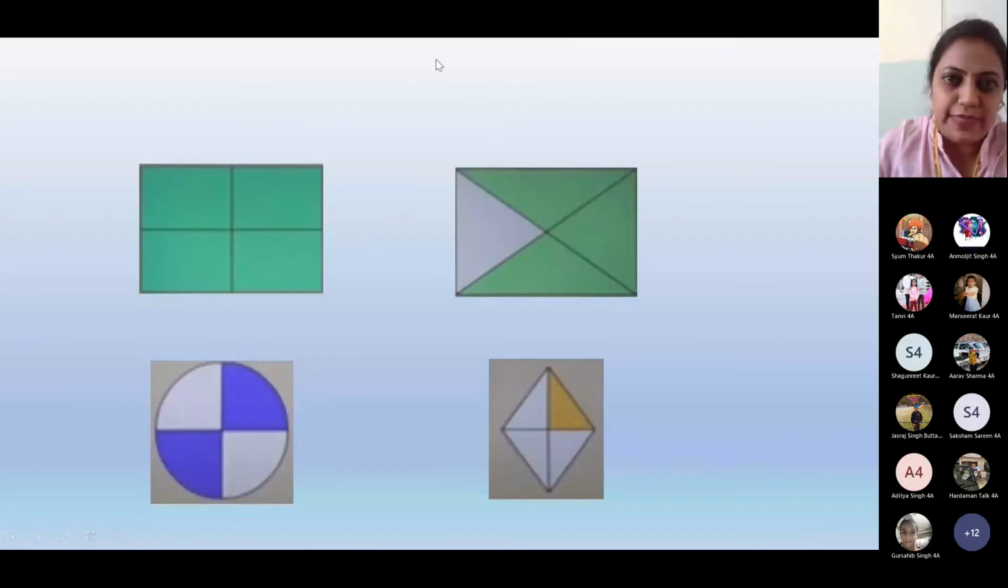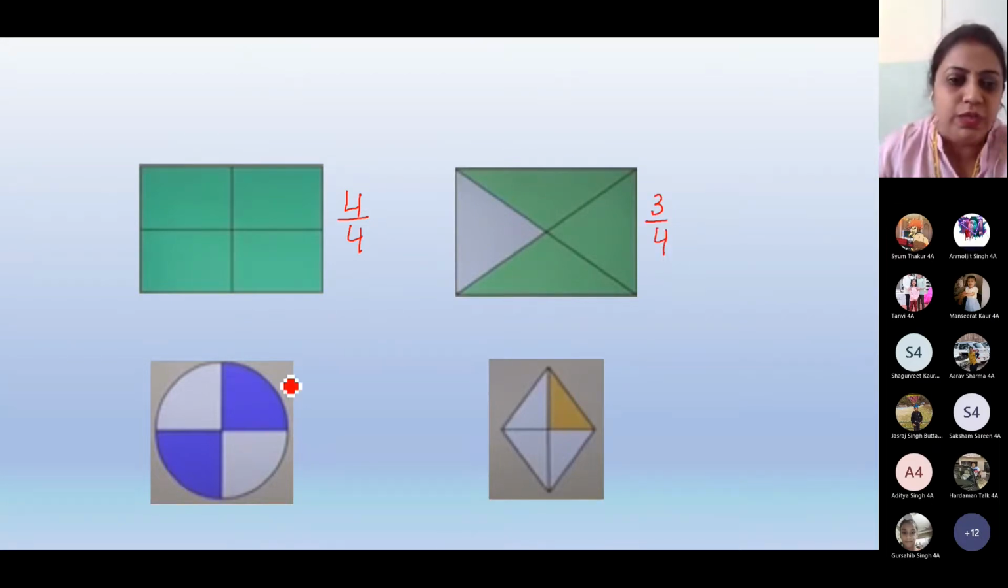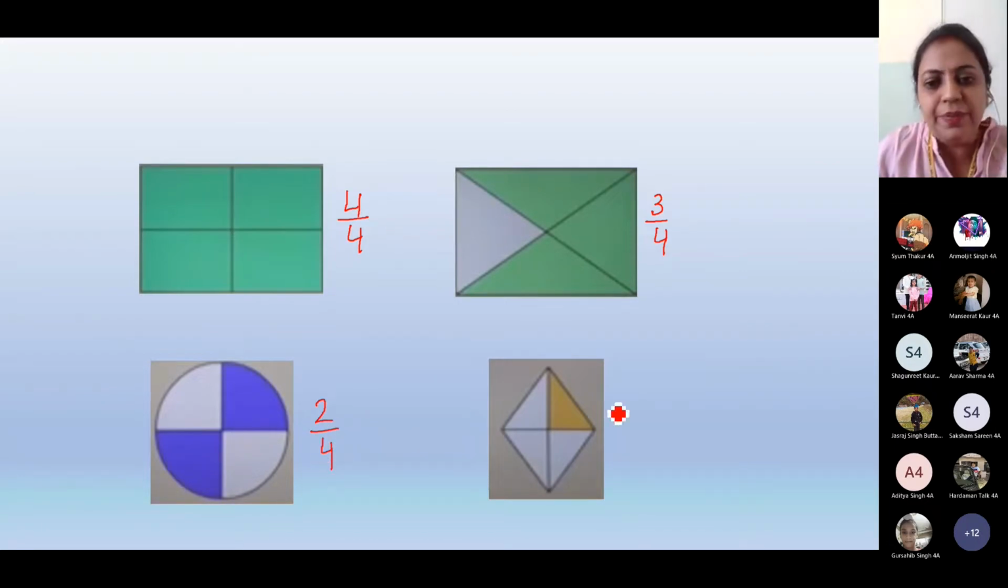Yes. Now children, look at these shapes. If I write the fraction for this, it is 4 parts out of 4 equal parts. The fraction for this shape is: it is divided into 4 equal parts and 3 parts are shaded. So it is 3 by 4. In this picture, we have a circle divided into 4 equal parts. So 2 are shaded, 2 parts out of 4 equal parts. Then we have a rhombus divided into 4 parts and 1 part is shaded, 1 part out of 4 equal parts.